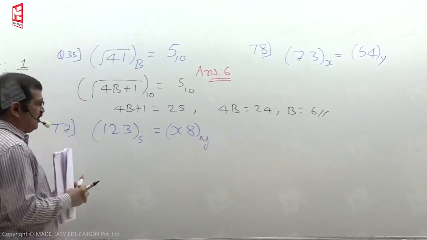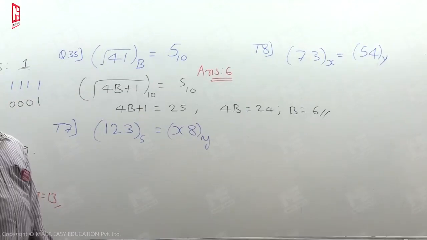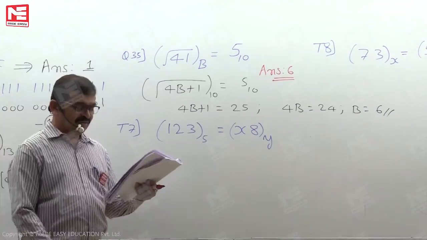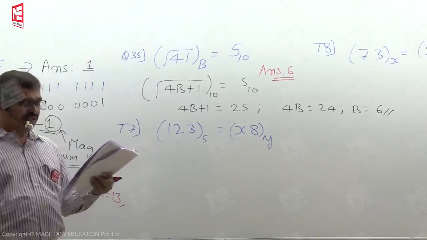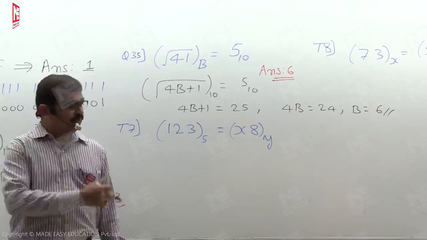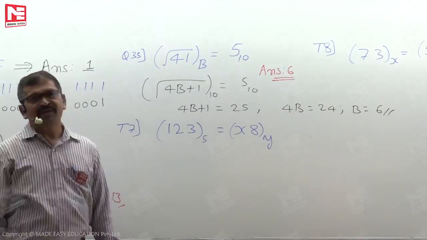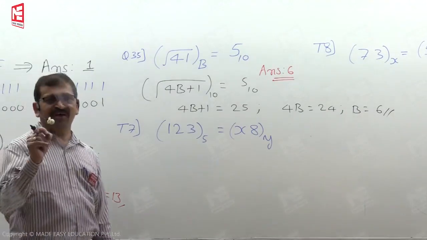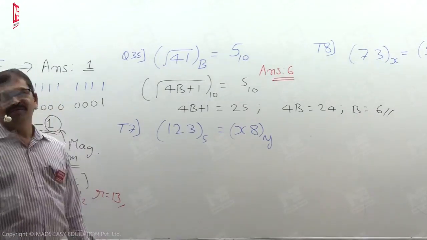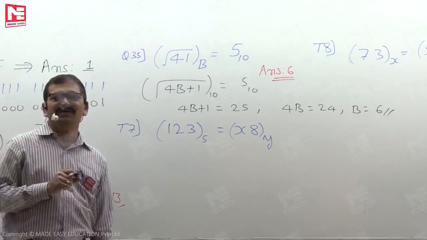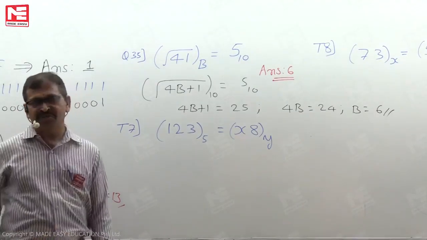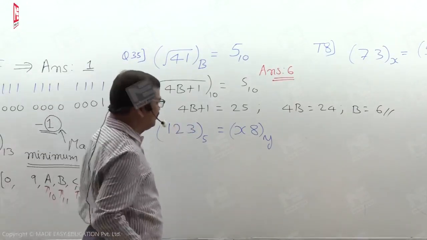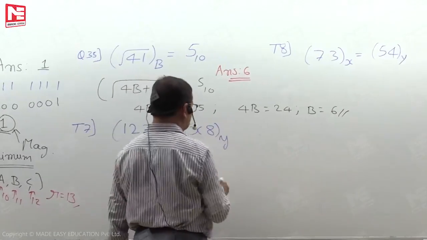123 with the base of 5. Right side x8, base is y. We have here a question. With x and y as unknowns, the number of possible solutions to satisfy this equation, it is a question. The question is not to find what is the x value, what is the y value. The question is how many possibilities we have to satisfy this equation. So we look at a few conclusions.